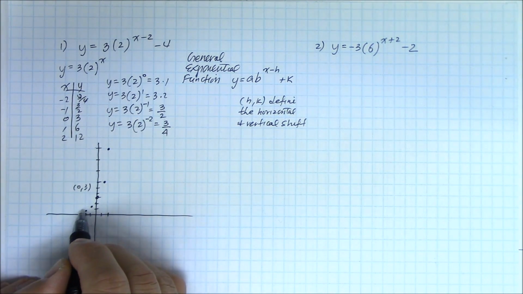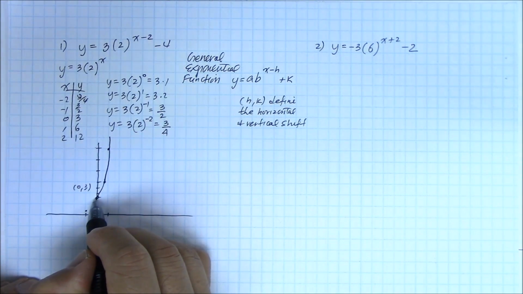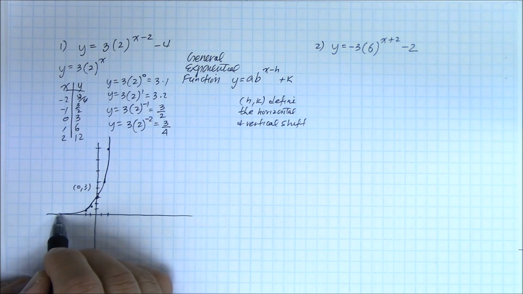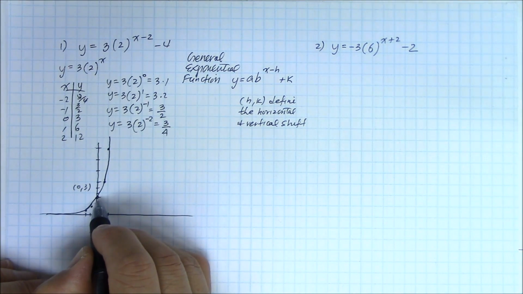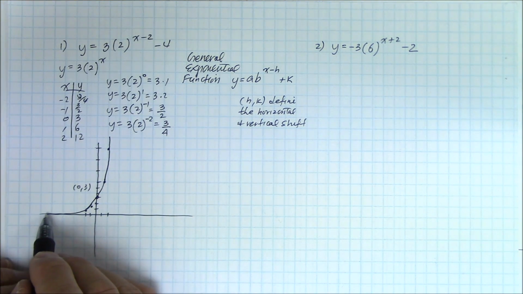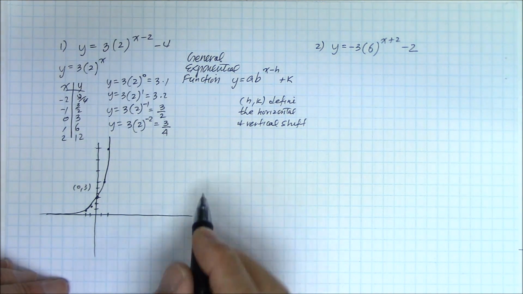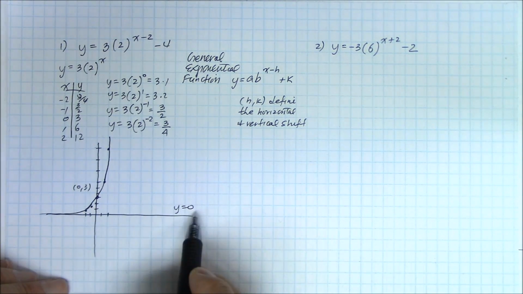So it's decreasing as x is decreasing. Like that. And so the y-intercept is right here. And the asymptote is y is equal to 0. That's the asymptotic line that it tries to get to but never actually becomes 0.